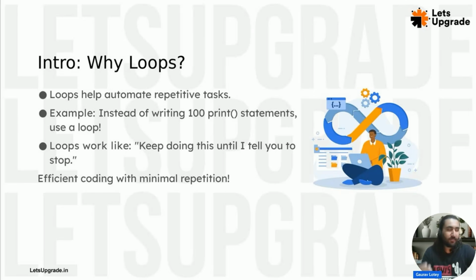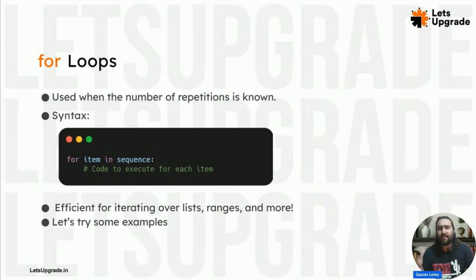So the very first loop that we will try to learn today is the for loop. Let us start with for loop. These are perfect when you know exactly how many times you want to repeat something. Let's try to analyze the syntax for writing a for loop. As you can see on the screen, the code snippet is for item in sequence, and the hashtag part explains the for block. So imagine we have a list of items. Now we want to iterate exactly the same number of times as the number of items in the list, which is where we can use the for statement.